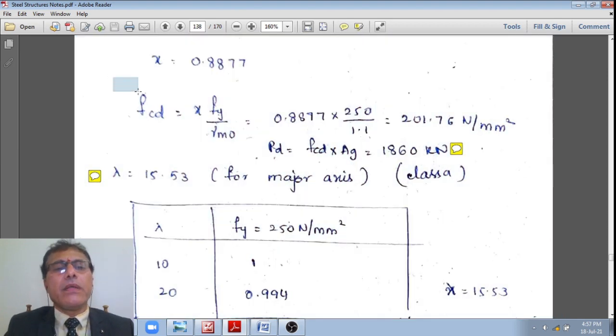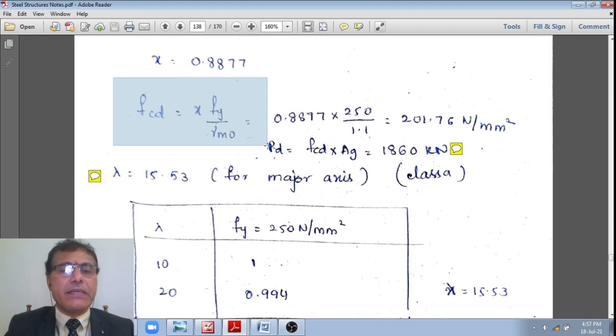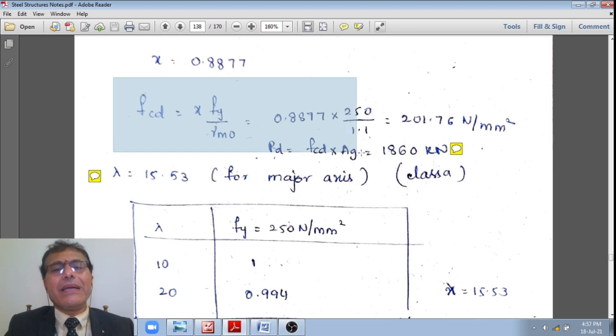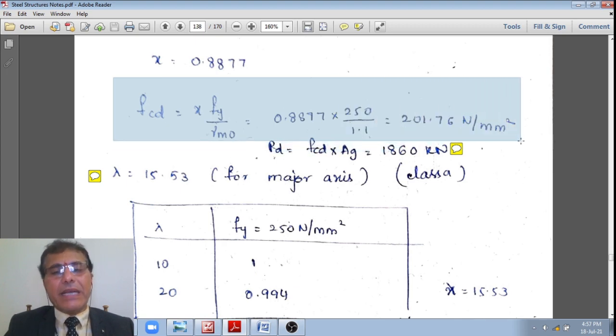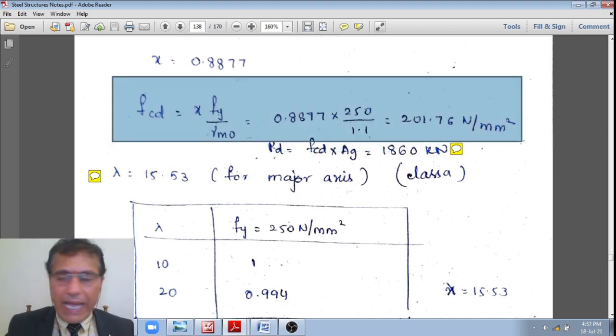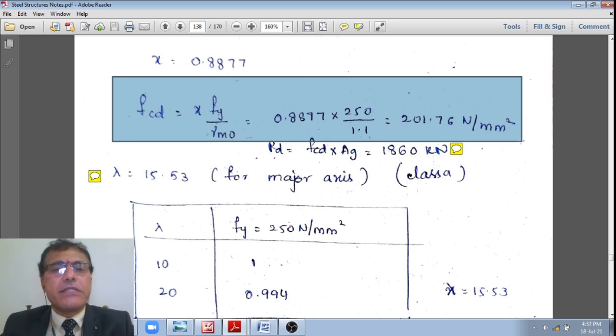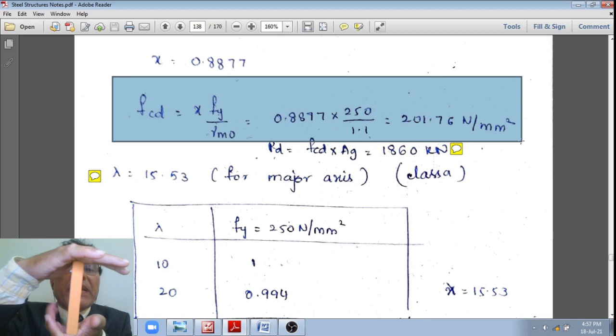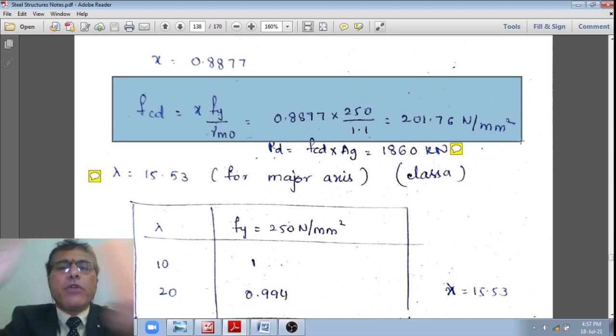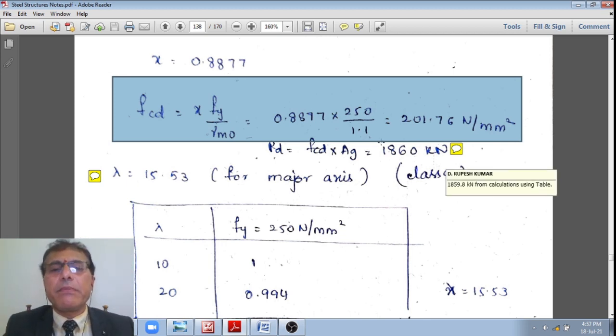Therefore, the fcd, the design compressive strength of a purely axial compression member, is the stress reduction factor times fy divided by gamma m0. Therefore, 0.8877 multiplied by 250 divided by 1.1 works out to 201.76 Newton per mm square.